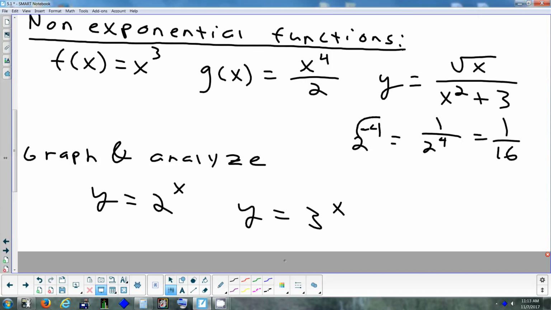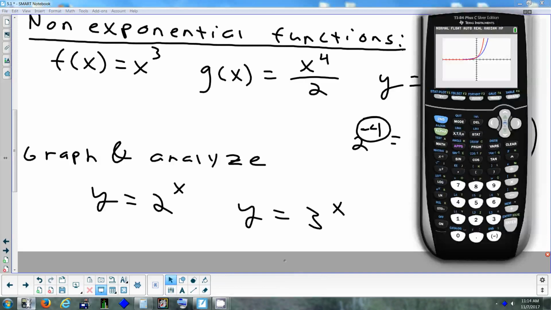As this exponent gets more and more negative, this fraction is going to get closer and closer to what number? Alyssa? 0. It's going to get closer to 0. Like if you did 2 to the negative 100th, that would be 1 divided by 2 to the 100th power. Very, very small, but it will never reach 0.